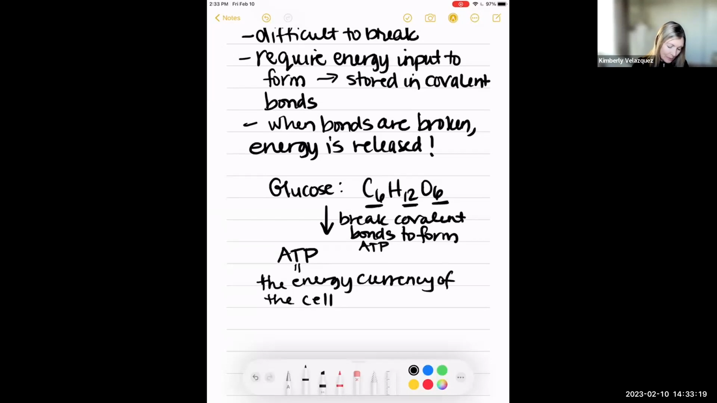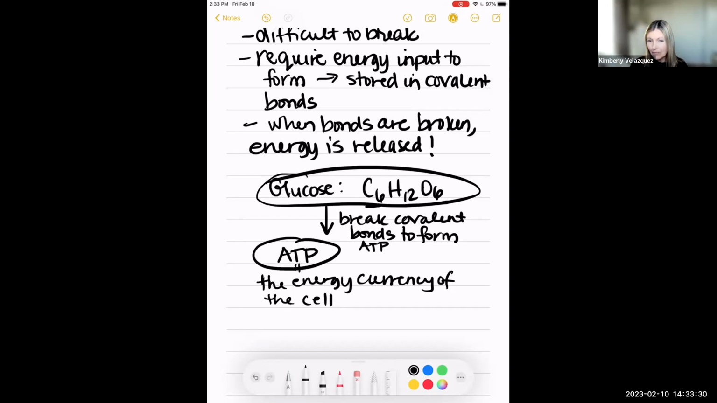What that means is we need the energy from glucose to drive chemical reactions in the cell, but we can't directly use glucose to do that. We have to convert it to something that the cell can use, and that's ATP. Kind of like when you travel in a foreign country and you need to buy something, you need to exchange your US dollars for a different type of currency in order to be able to buy something. In the cell, we have to exchange glucose to a version of energy that the cell can accept and use, and that is ATP. That energy comes from the covalent bonds of glucose.